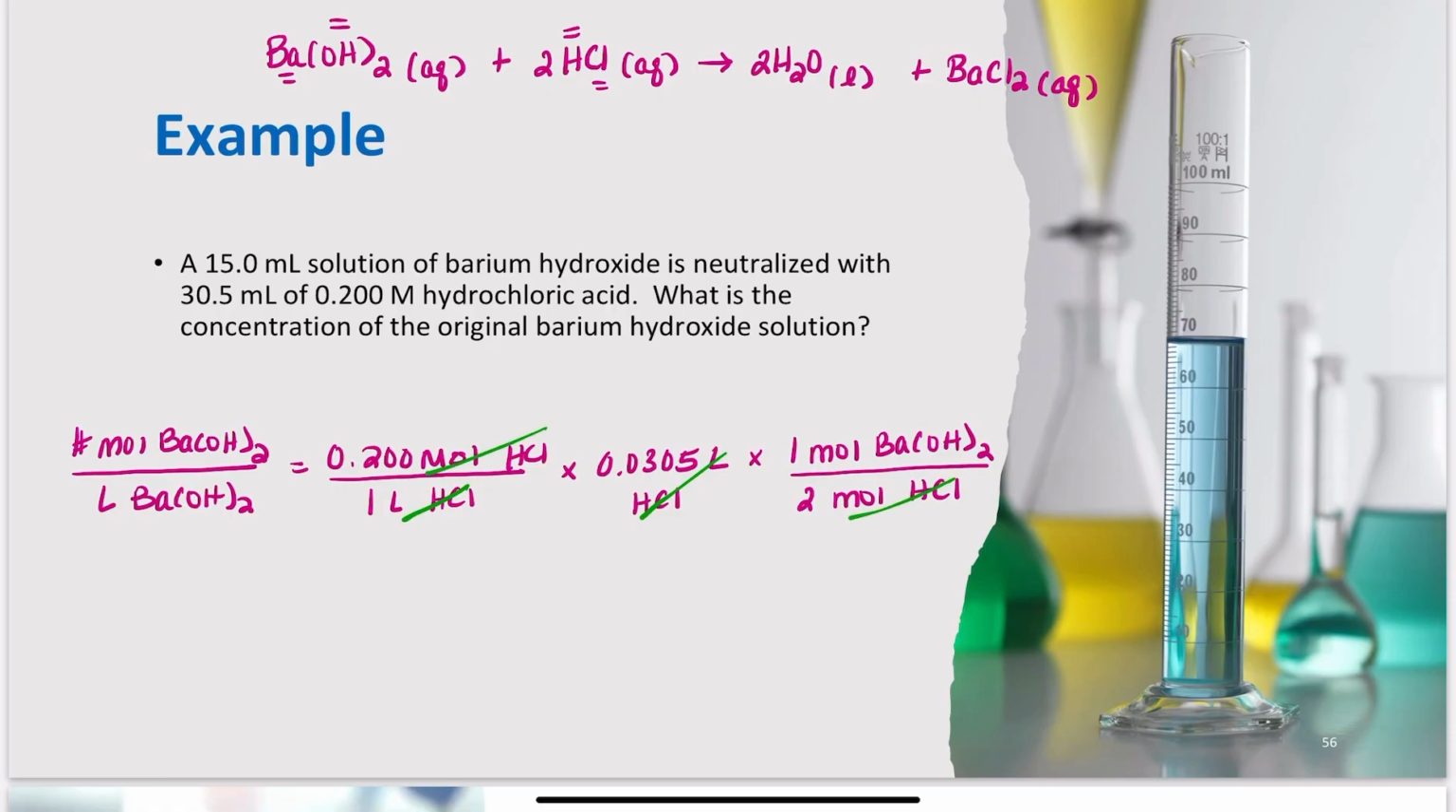So my moles of HCl have canceled and I've now got moles of barium hydroxide, but I don't want just moles, I want moles per liter. So I'm going to say times 1 over that volume in liters, 0.0150 liters of my barium hydroxide solution. This gives me a numerical value of 0.0203 molar barium hydroxide.